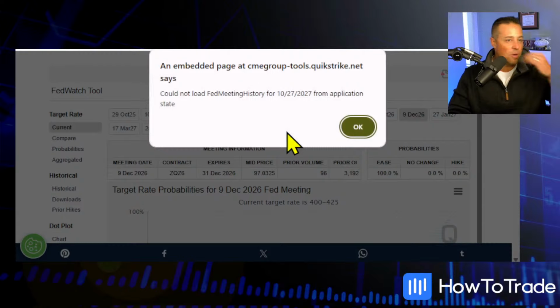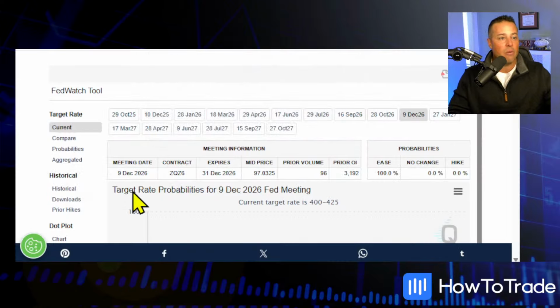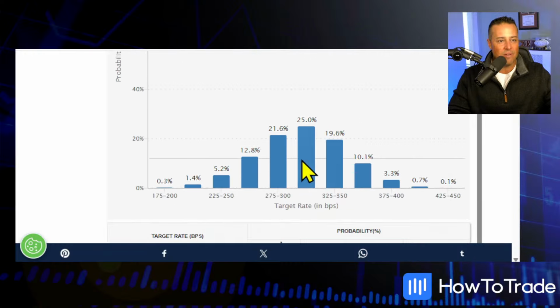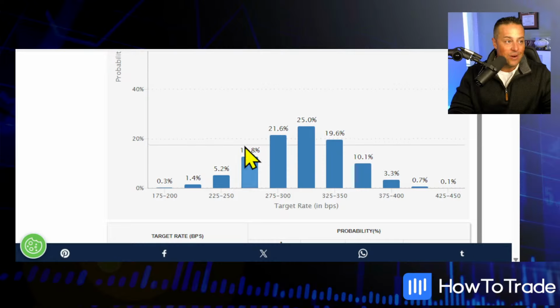All right, let's go to October of 2027. All right, we could not load it, so they don't have it up yet. All right, July 28th for 2027. So we're thinking that the prime rate's going to stagnate somewhere around 3%. That won't be low enough for Trump. They want it very, very low. So I think that's interesting right there.